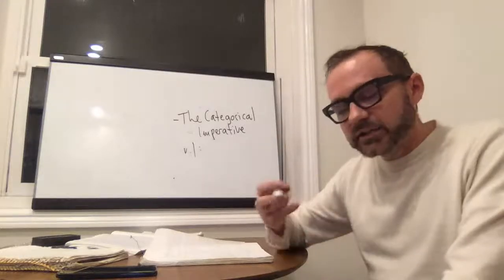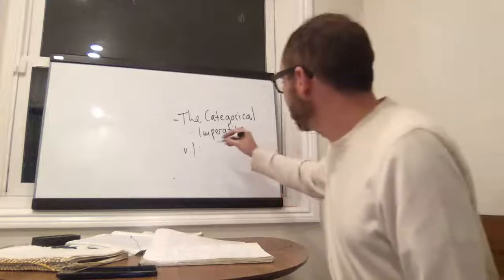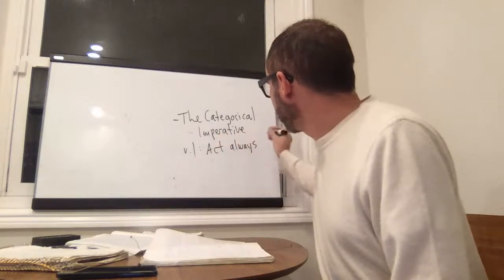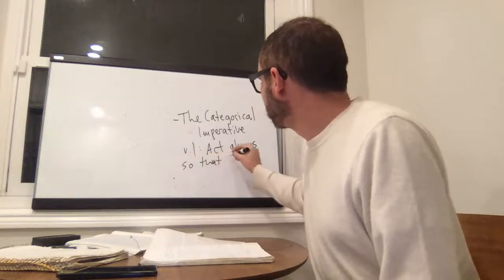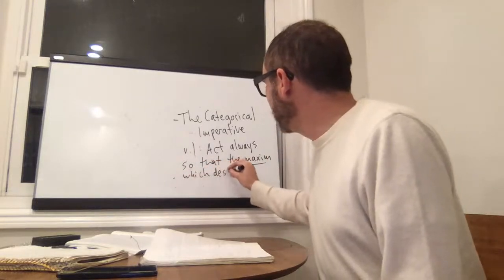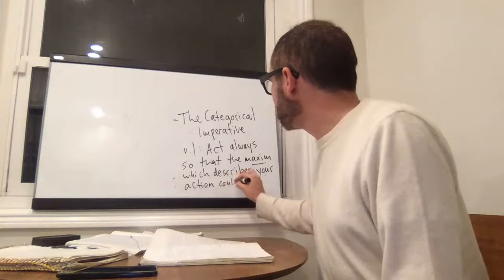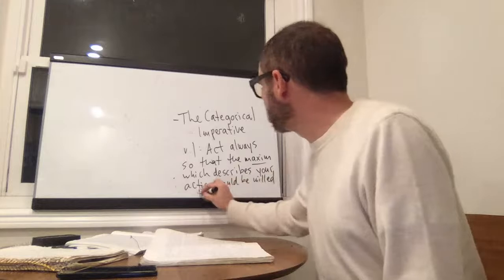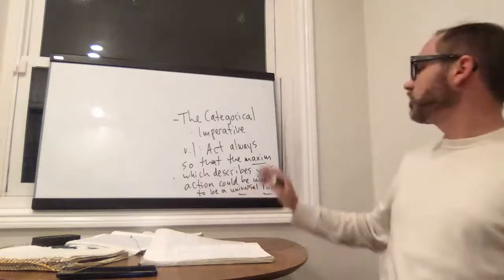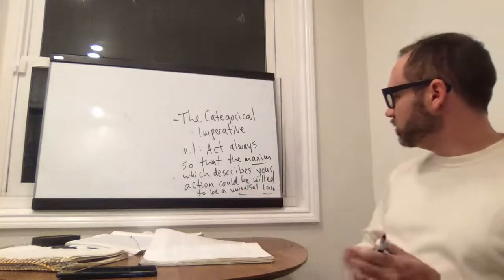It says, act always so that the maxim which describes your action could be willed to be a universal law. Okay? I know it's a mouthful, but hold on and it will come clear. So act always so that the maxim which describes your action could be willed to be a universal law.